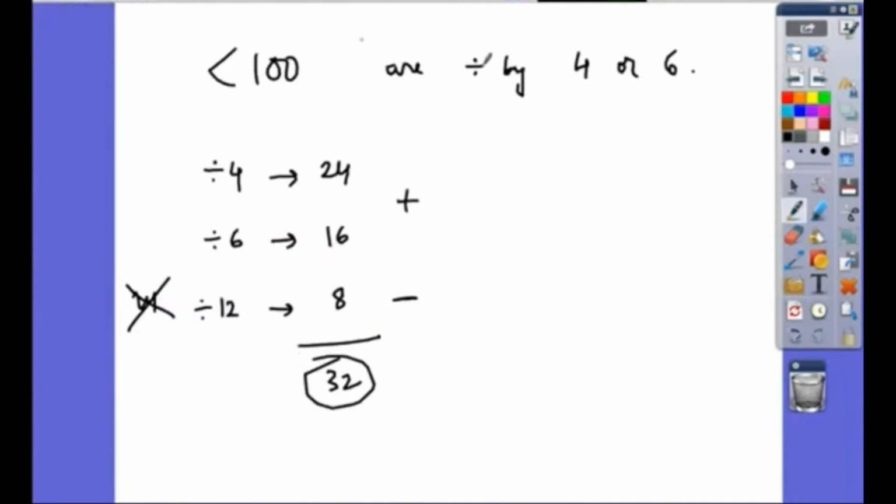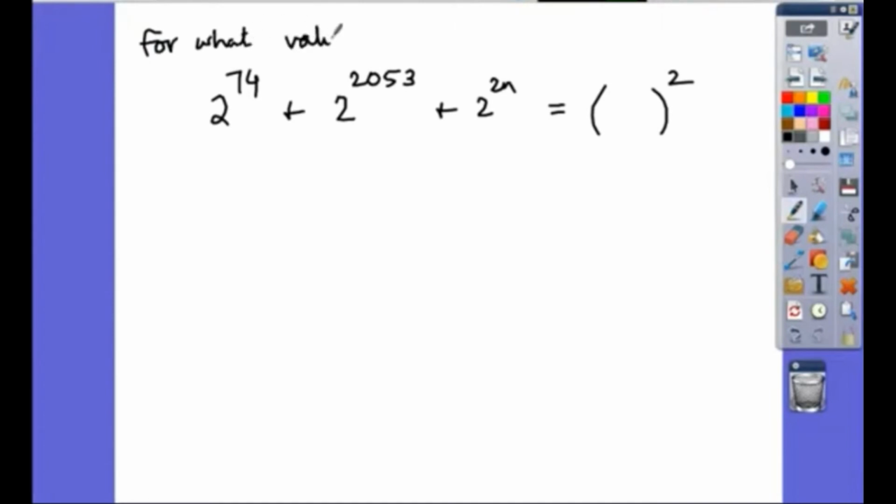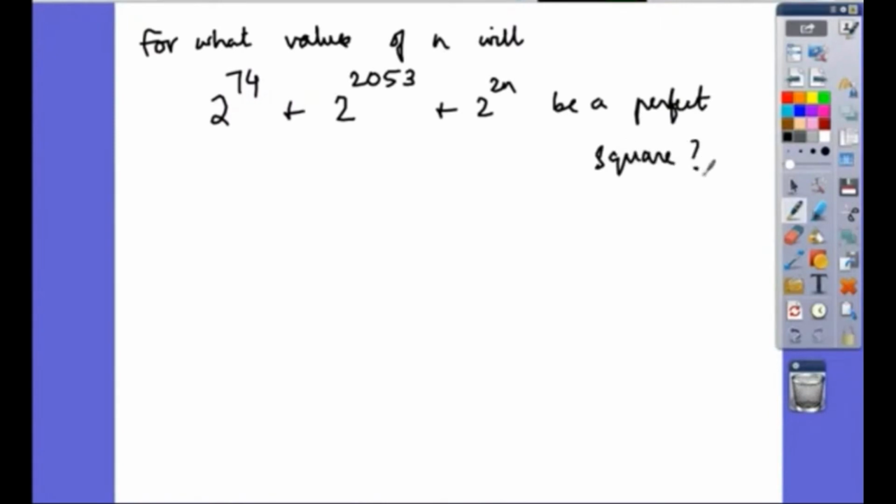And there was a question in TCS earlier which goes like this: 2 power 74 plus 2 power 2053 plus 2 power 2n. For this to be a perfect square, what is the value of n? So the question goes like, for what value of n will 2 power 74 plus 2 power 2053 plus 2 power 2n be a perfect square? This is the question. Try to understand the question.